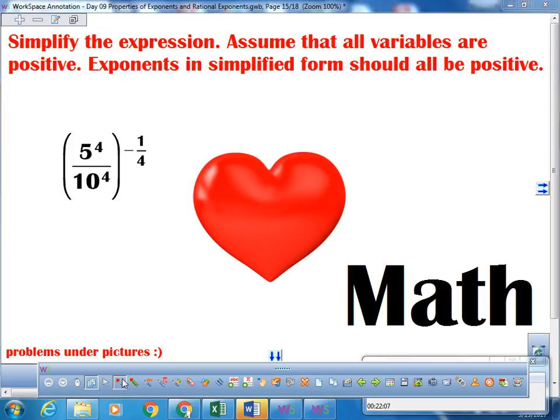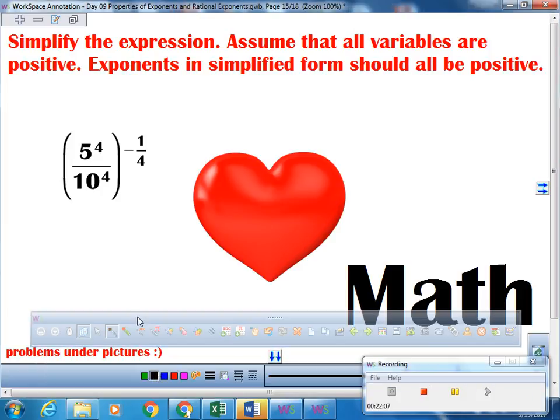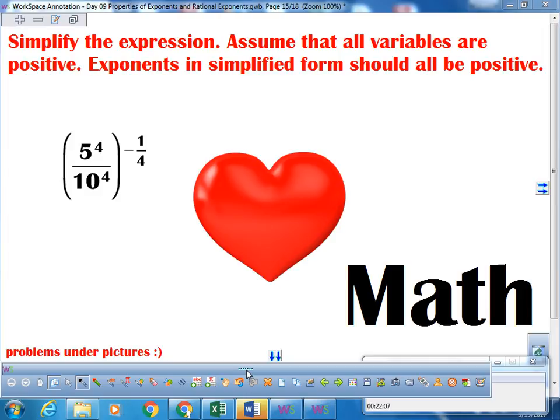Okay, let me show you a couple, and then I'm going to have you guys getting on your homework. All right, so I have 5 to the 4th and 10 to the 4th. They both have a 4th in common. They don't cancel out. I can say I've got 5 to the 10th, all of that to the 4th, right?